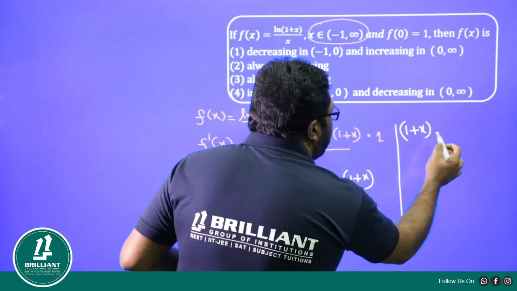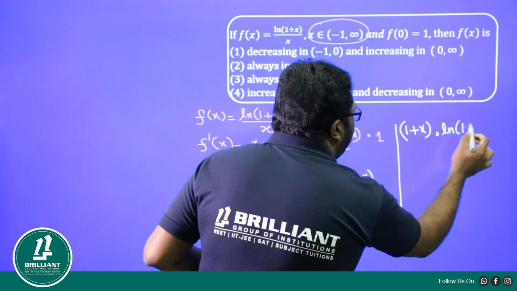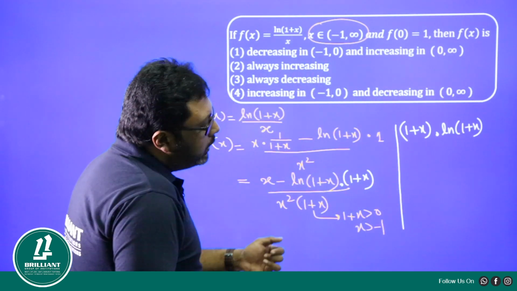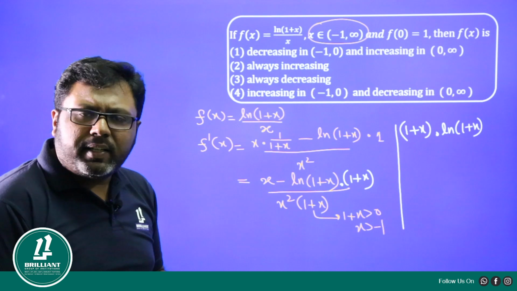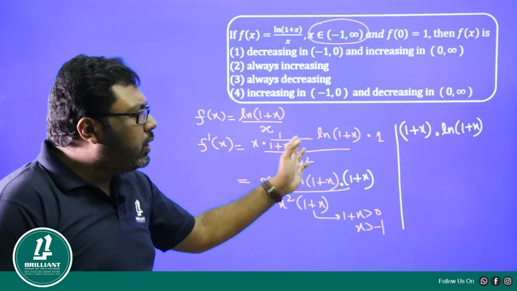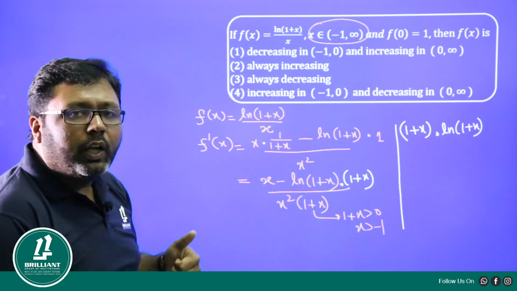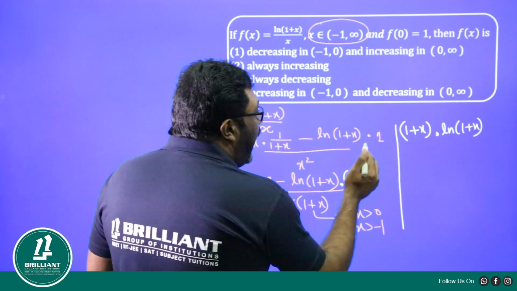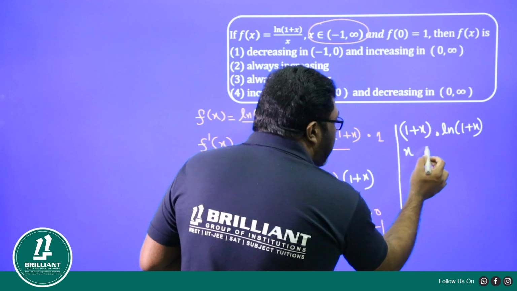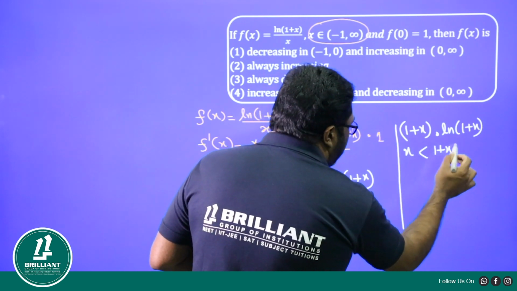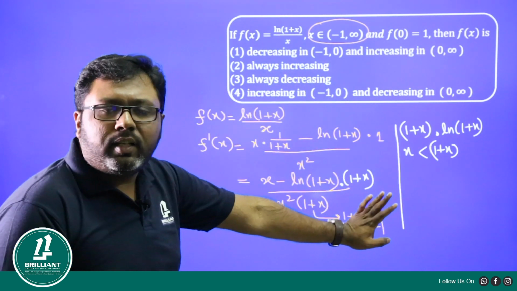Okay, that multiplied with ln of 1 plus x is still positive because 1 plus x is positive. Okay, now what happens if x is brought there? Now x is definitely less than 1 plus x, no doubt. x is always less than 1 plus x.